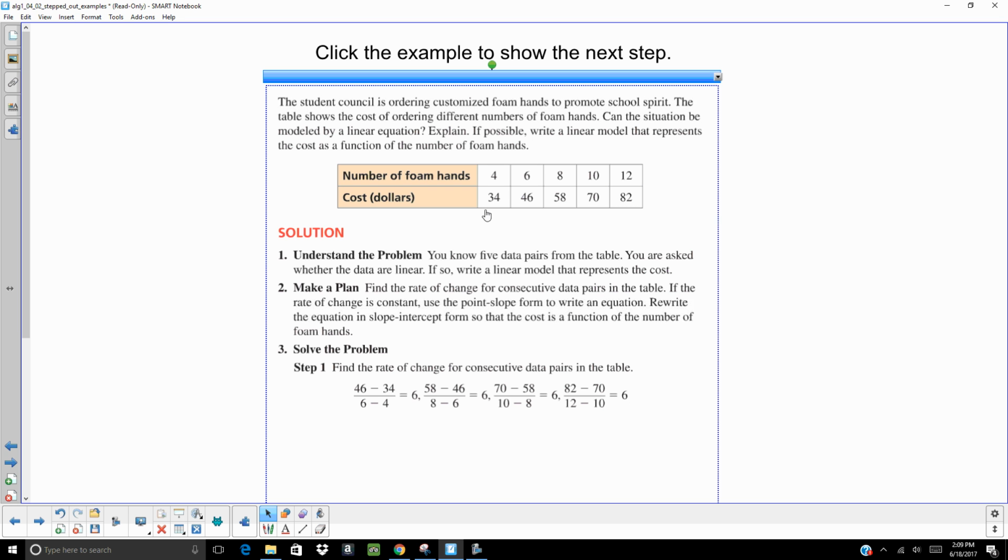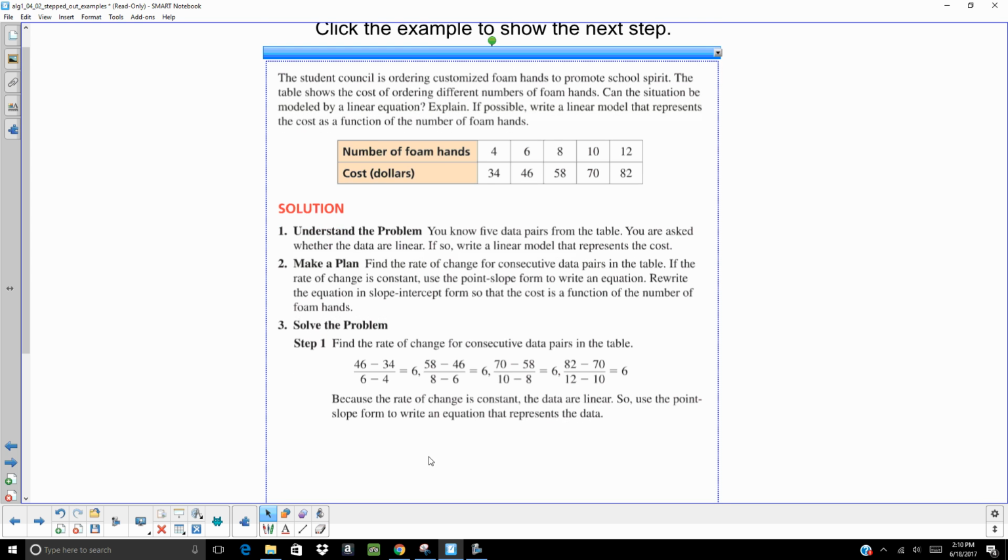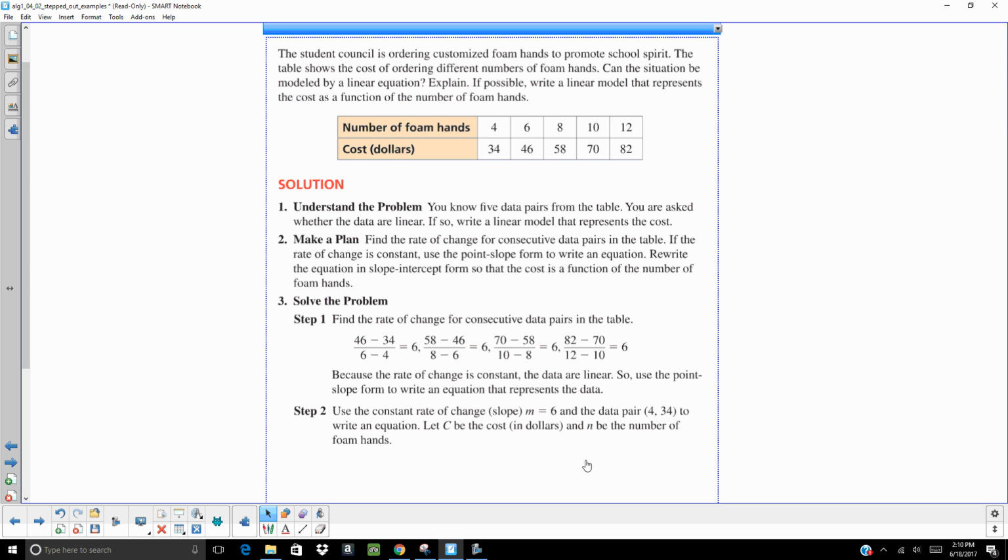So what they did was they paired them up, whatever it was next to, and they did the difference of y's over the difference of x's. And as long as you get the same number each time, they're saying that rate of change, which is the same as slope, is constant. So since the rate of change is constant, it's linear, and we can write an equation.